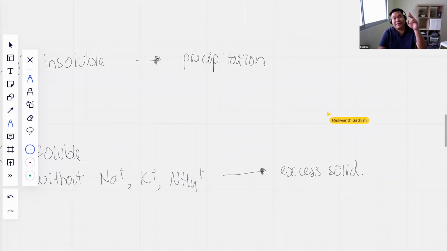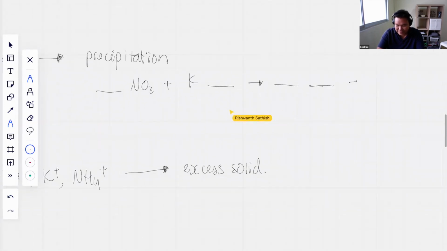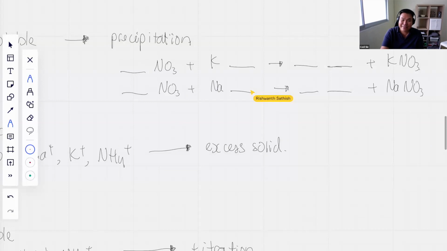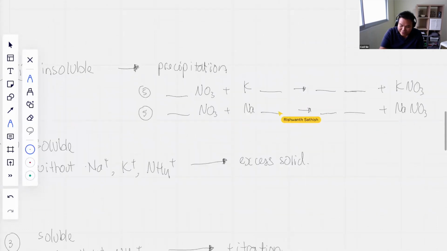For precipitation, the reaction pattern is easy. You use something nitrate plus K something. Then you add the salt plus KNO3. Or you use sodium, then you get the salt, sodium nitrate. You understand? This is pattern number five. So precipitation is pattern number five, and this is insoluble.